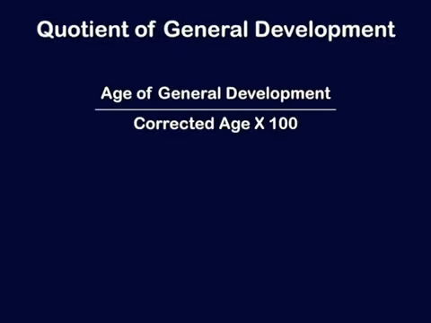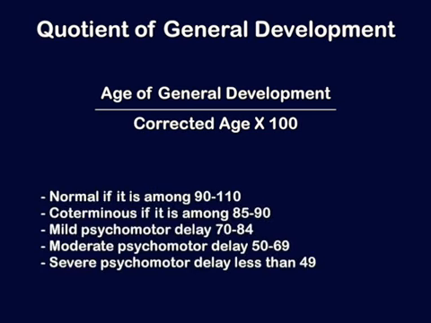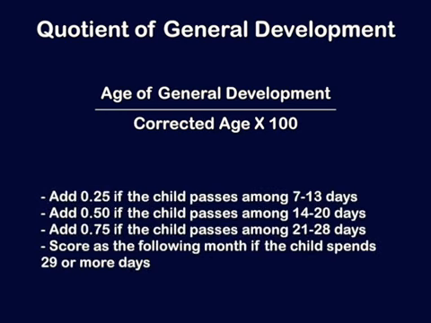To obtain the general development quotient, we apply the standard formula that exists for such an effect. That is to say, age of general development over corrected age times 100. And then it is compared with the standard criteria of normality. It is very important to use the exact age of the child, months, and percentage of the month. It is obtained by adding to the month of age fulfilled the number of days that pass of the exact date according to the table.